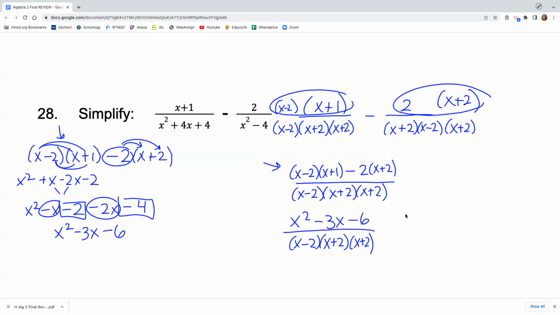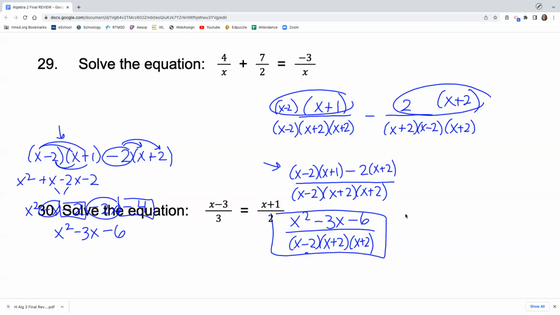Next thing you should do is look at the numerator and ask yourself, can I factor this? Because sometimes you can, and it will be an x plus 2 or an x minus 2, which will cancel out with something in the denominator. In this case, there are no numbers that multiply to be negative 6 and also add to be negative 3, because the factors of 6 are 1 and 6, and 2 and 3. You're not going to be able to factor this one, which means the answer is just that.